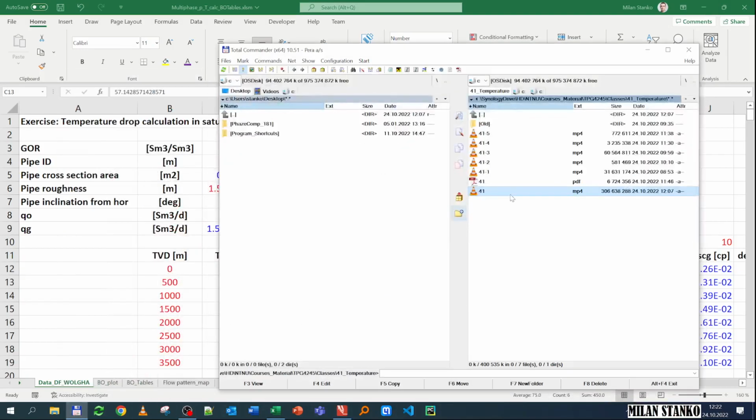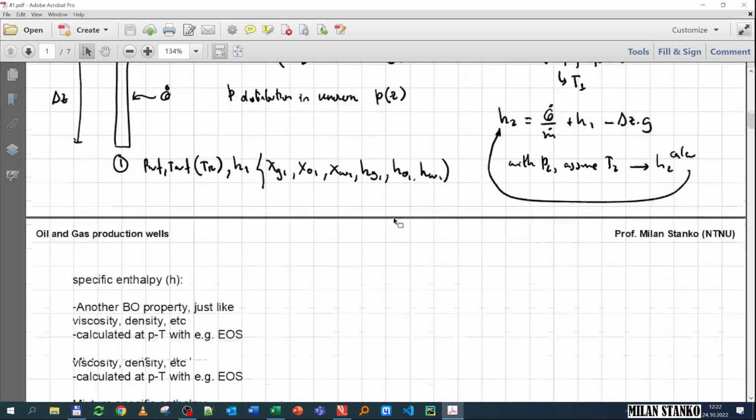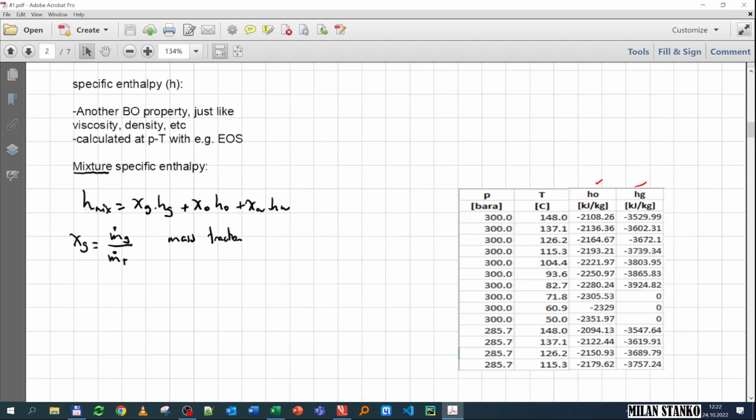And if we take the notes from last time, remember that the enthalpy of the mixture is the mass fraction of the gas times the H of the gas plus the mass fraction of oil times the H of the oil. So we need to calculate two things. We need to calculate the enthalpy of gas and enthalpy of oil. We don't have any water in this case, so we don't need to take care of this term. And then we need also to have the mass fraction.